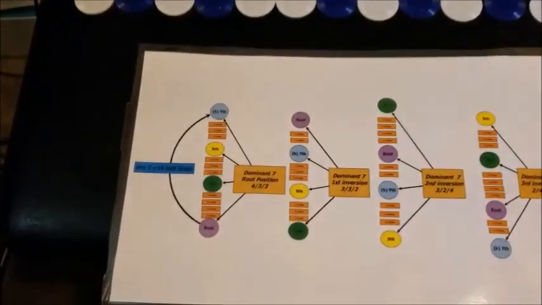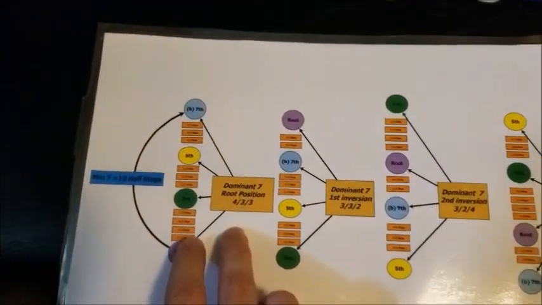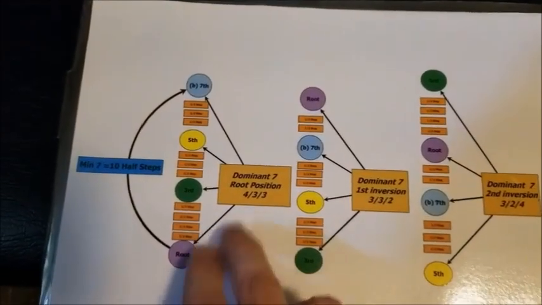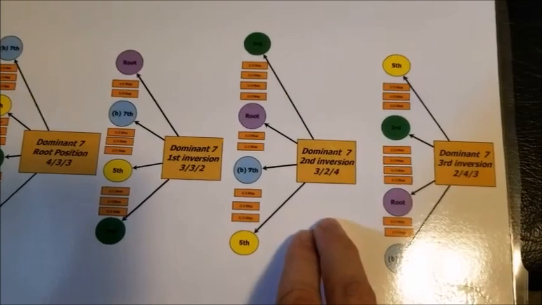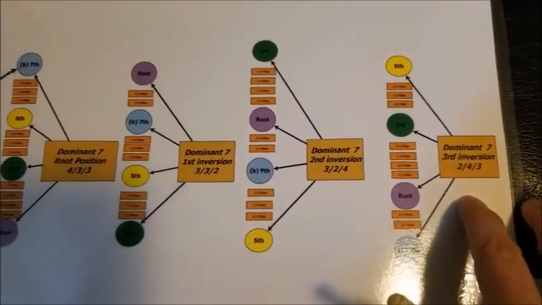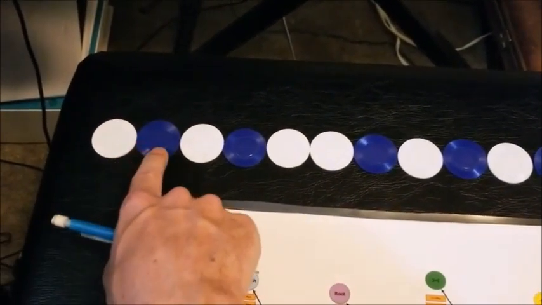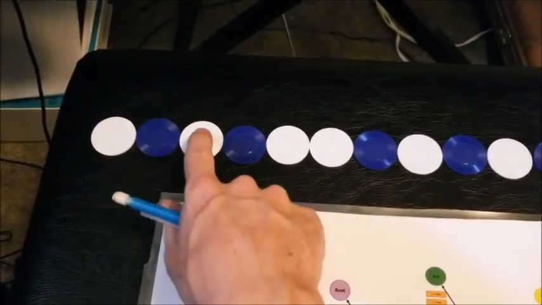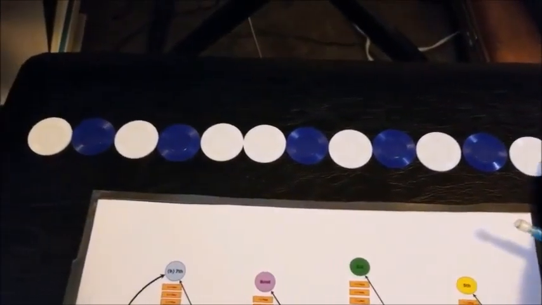Okay, so we're going to go through the four positions, our inversions of the dominant seventh chord: our 4-3-3 position, the 3-3-2 position, the 3-2-4 position, and the 2-4-3 inversion, starting with every note. So we're going to start with C and do all four of them on C. We're going to start with this note and do all four of them on this note, and this note, do all four of them on this note, and so forth until we reach B, okay?